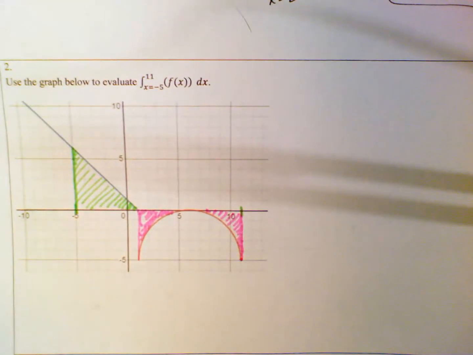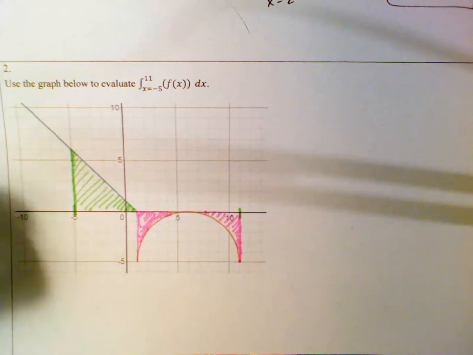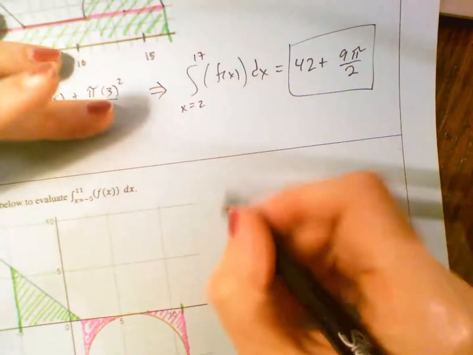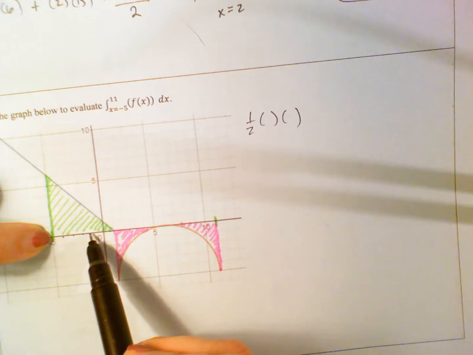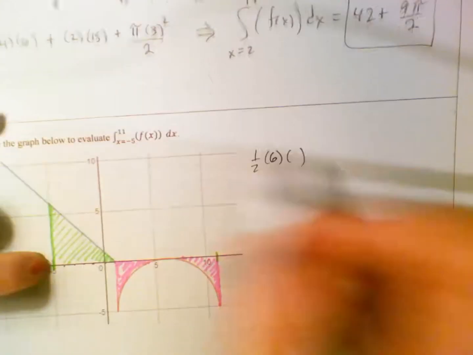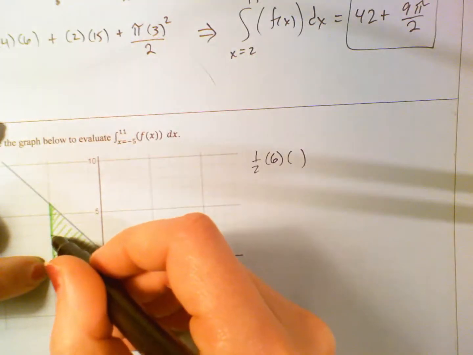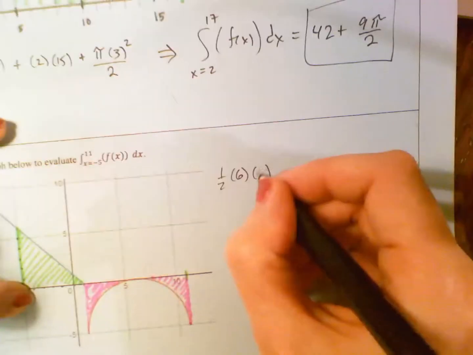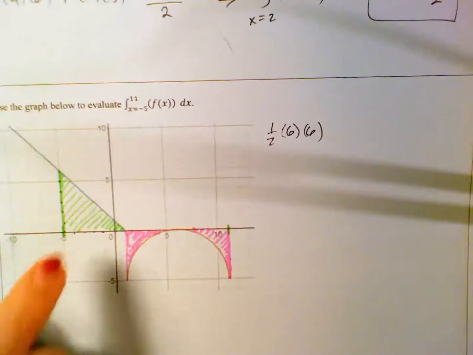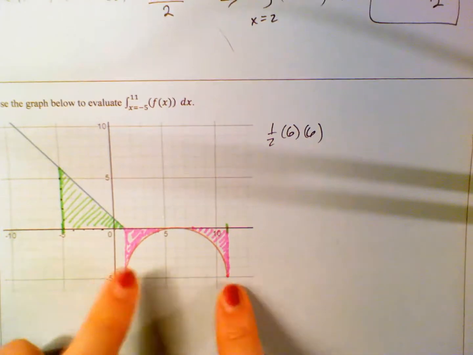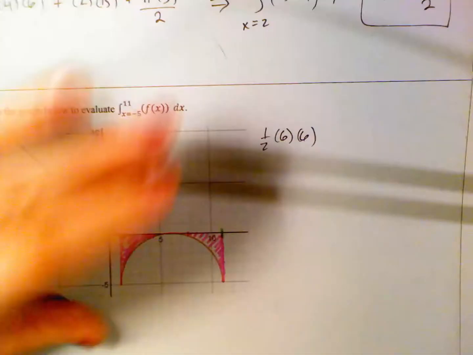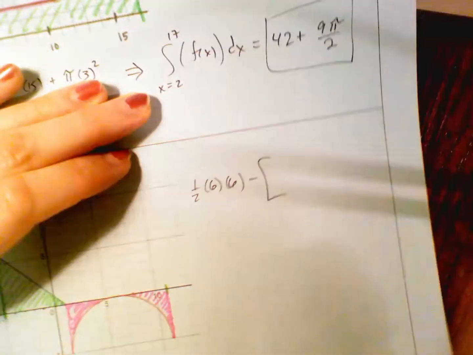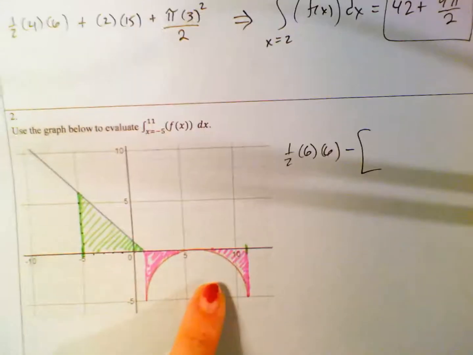And you know the area of a triangle, okay? It's 1/2 base times height. The base is 1, 2, 3, 4, 5, 6. And the height is also 6. All right, so that's a positive area. But then below here, this area is going to be negative. So we're going to be subtracting this area, this pink area. So I'll go minus, and then we'll find this pink area.